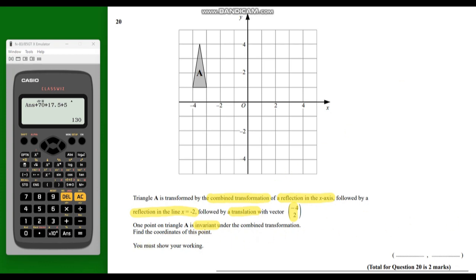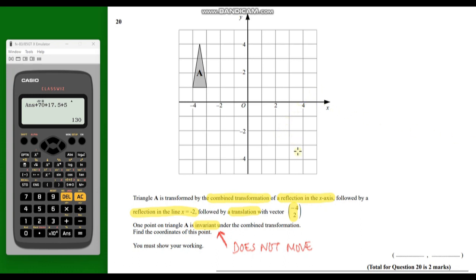So first of all, what does the word invariant mean? Well, the word invariant just means it does not vary or does not move. So after we've performed all 3 transformations, there will be one point on our triangle that is still in exactly the same place that it started with. So that's what we need to work out. So let's do each transformation in turn.